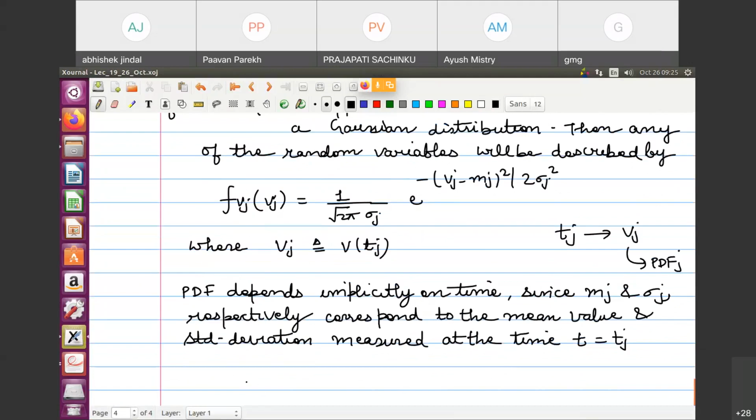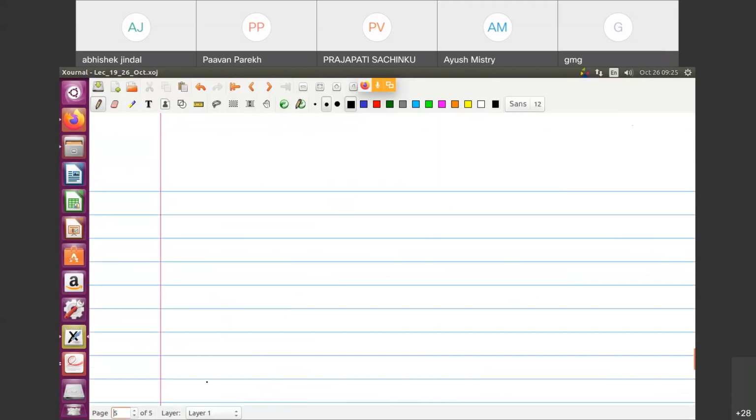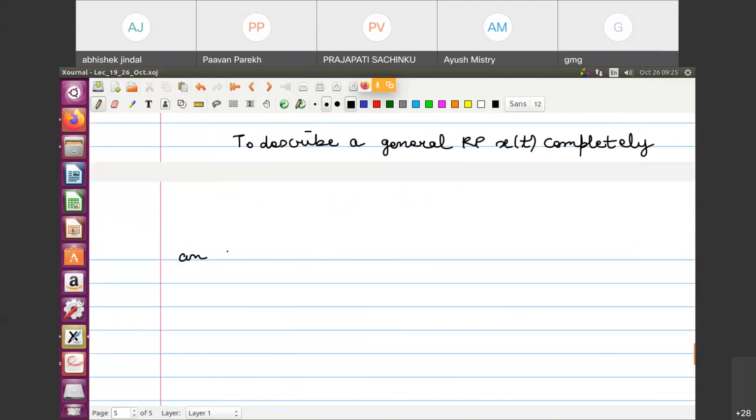So now, to describe a general random process x of t completely, an n-dimensional PDF, we will see, f of x, x bar, is required.